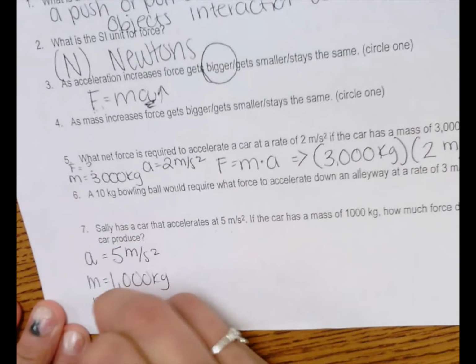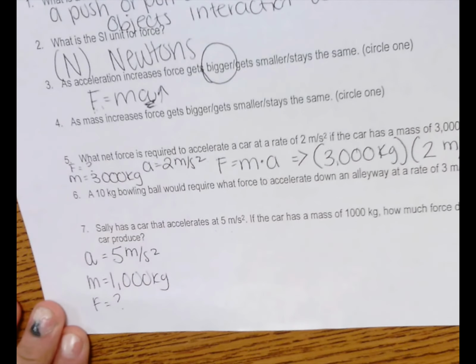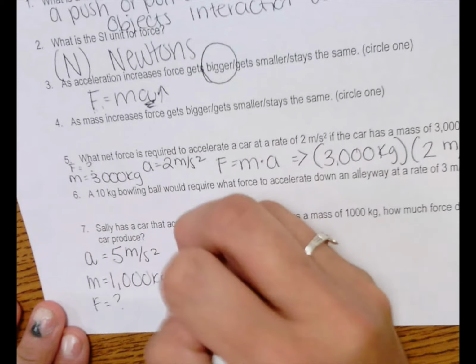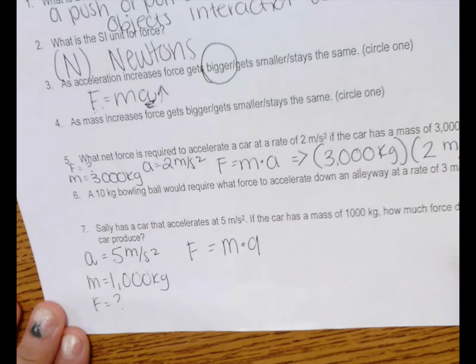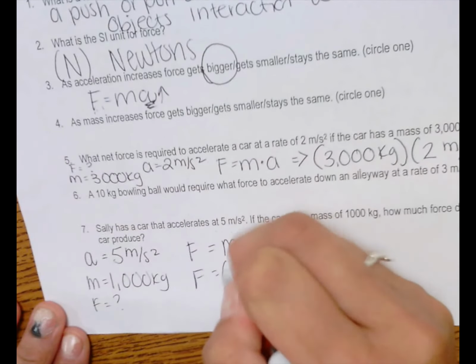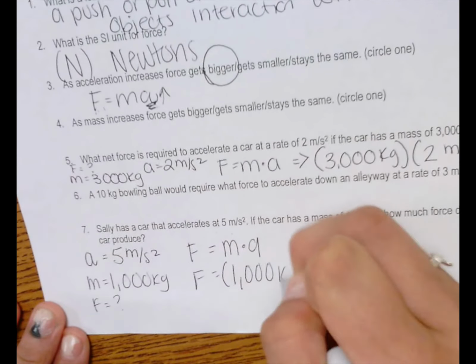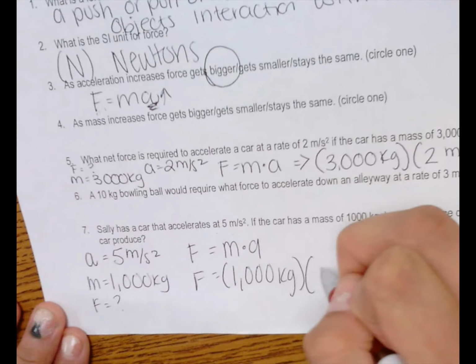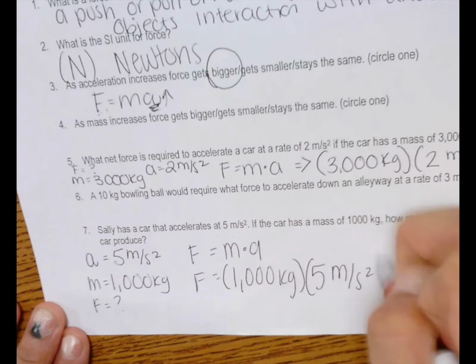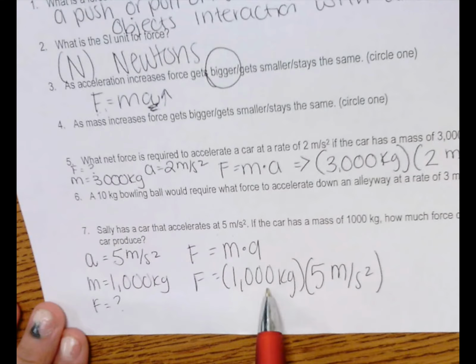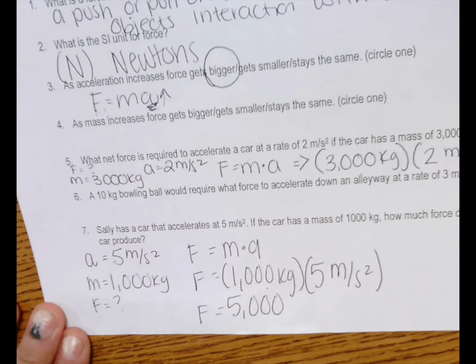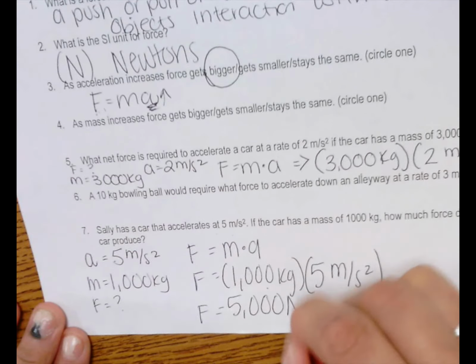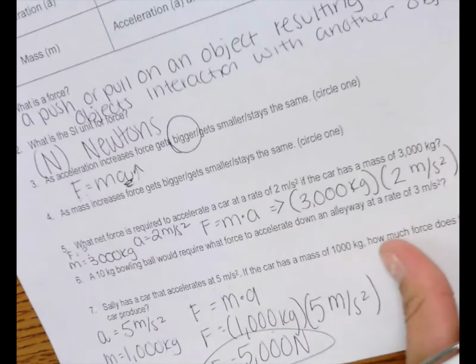All right, so we don't know this force. We do know, though, that force equals mass times acceleration. And we have mass and we have acceleration. So force is equal to the mass, which is 1,000 kilograms, times the acceleration, which is 5 meters per second squared. 1,000 times 5 is 5,000. And what are our units for force? Newtons. All right, go ahead and flip over that page. Let's do a few on the back.